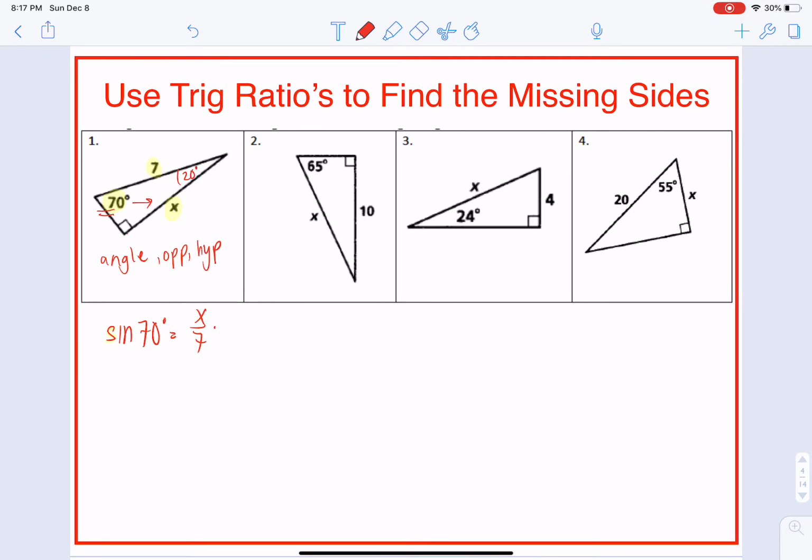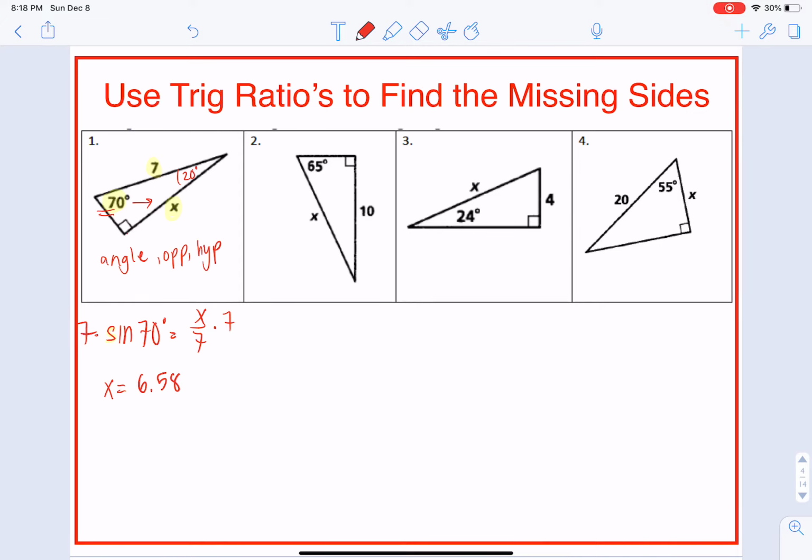And what I can do is I can just solve for x here. So multiply both sides by 7. So I end up getting 7 times sine of 70 degrees is going to give me that x is equal to 6.58. And we'll round to 2 places after the decimal there, to the hundredths place. So that's the measure of side length x over there.